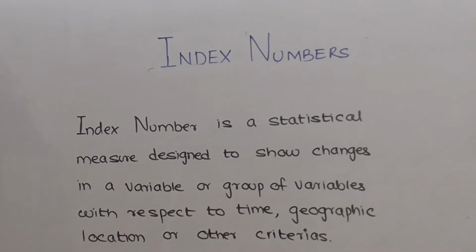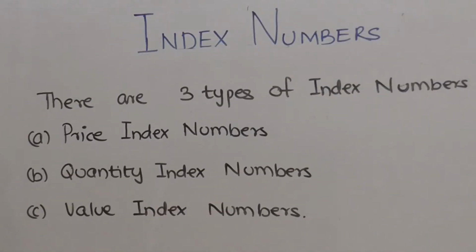Index number is a statistical measure designed to show changes in a variable or a group of variables with respect to time, geographic location or other criteria. There are three types of index numbers: A, price index number; B, quantity index number; C, value index numbers.